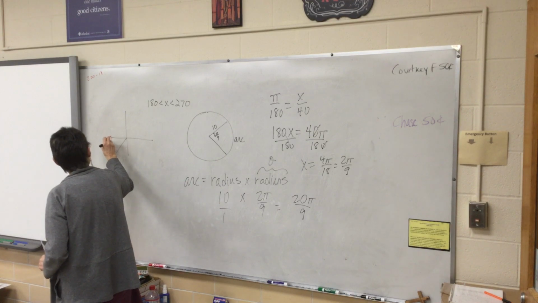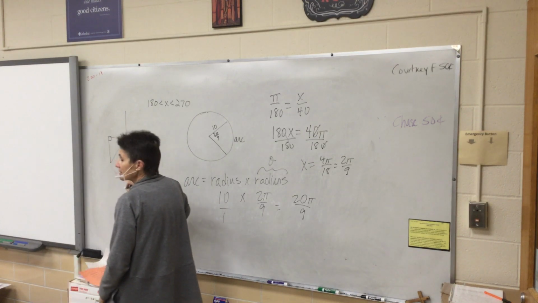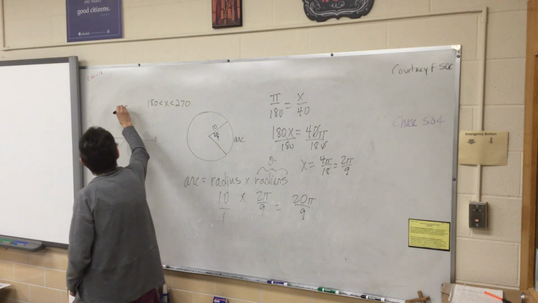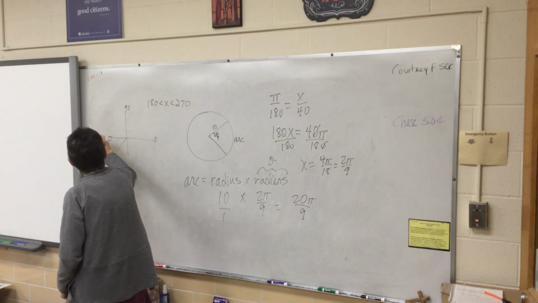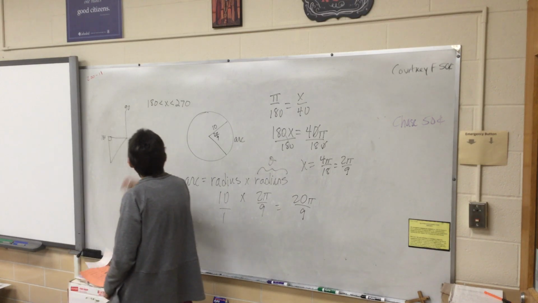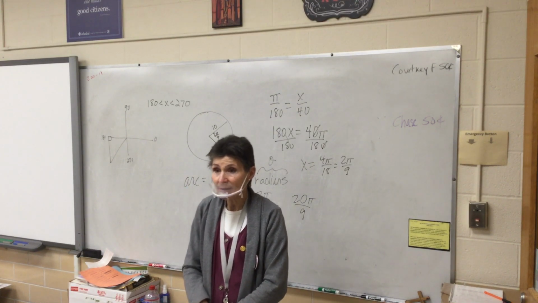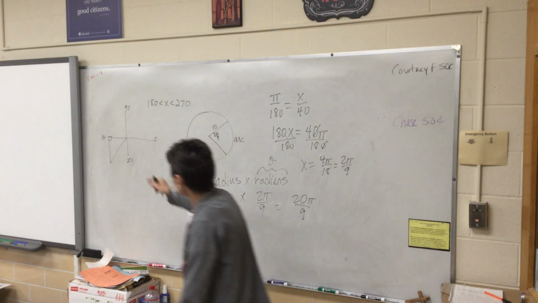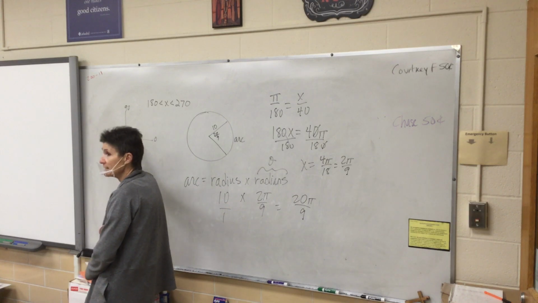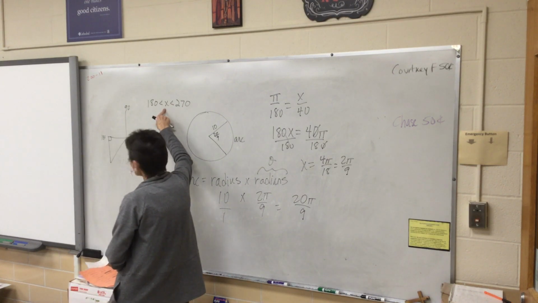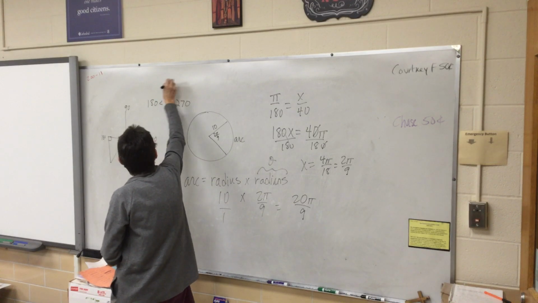Now, for those of you that are wondering how Gabe knew that, he knows that our angles in standard position are labeled like this. So if you're between 180 and 270, that means you have to be down here, right? Because there's 180 and there's 270. So this is just another way of saying quadrant 3.